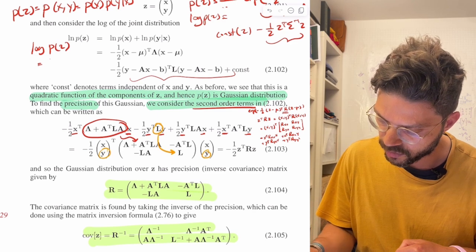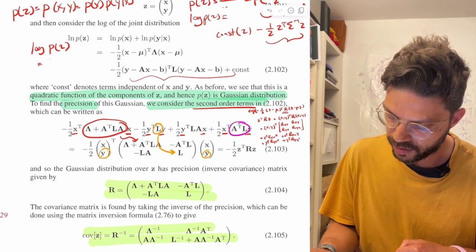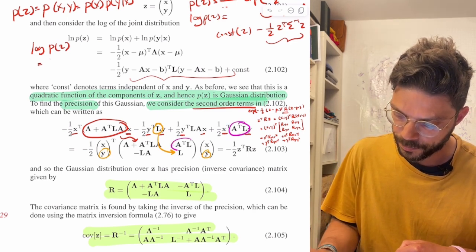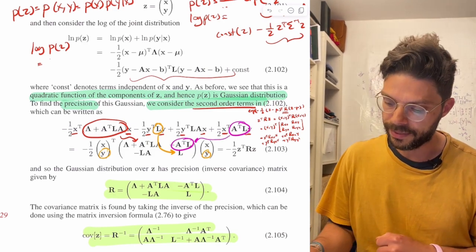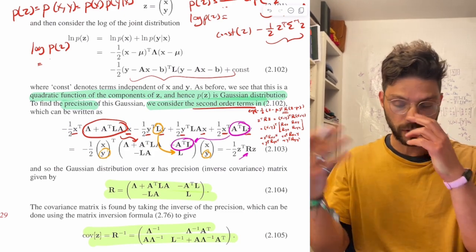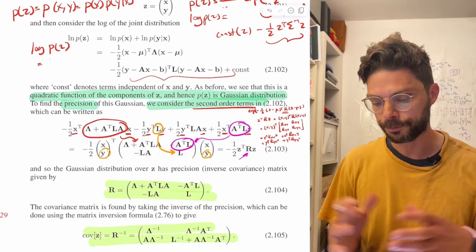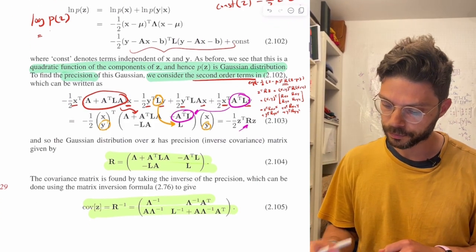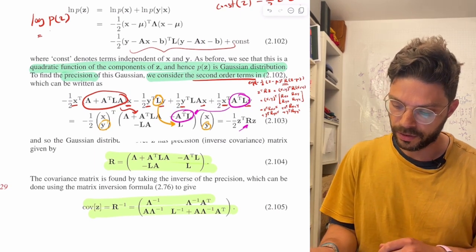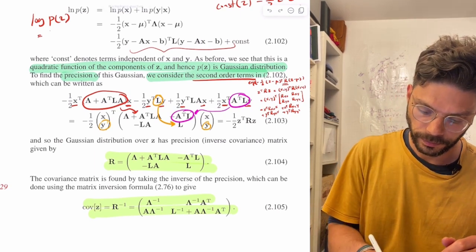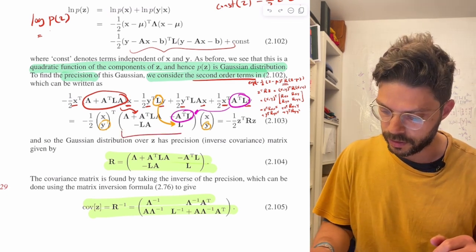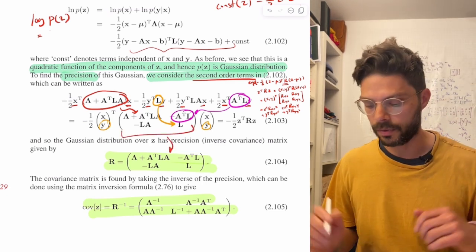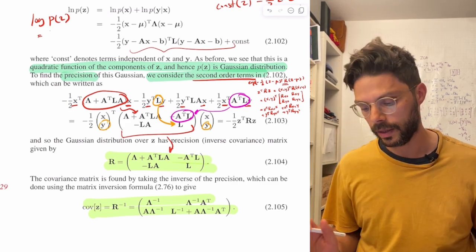And then x. Where's the one with A transpose L? That's where that is, and so on. So that's where all those pieces come from, and that gives us R, which is the precision of our joint distribution. So we just literally take that, and that's just our precision. We essentially just read it off.